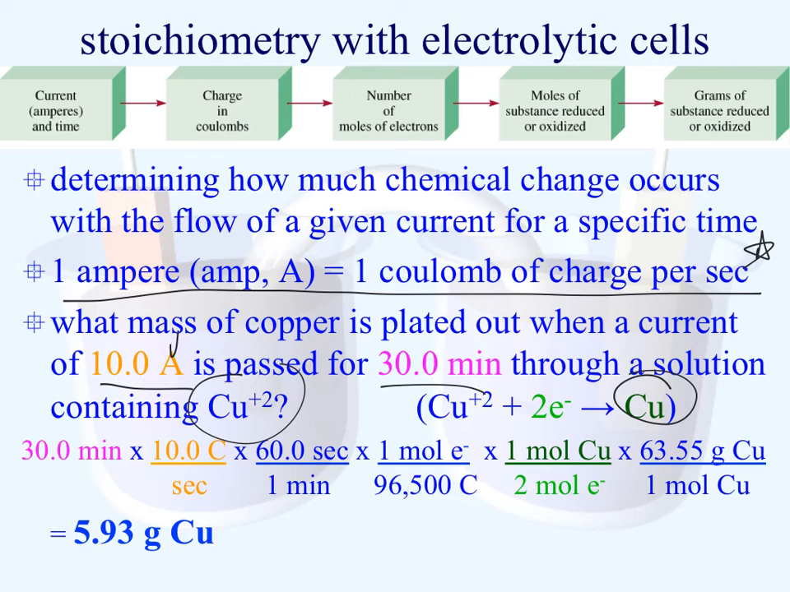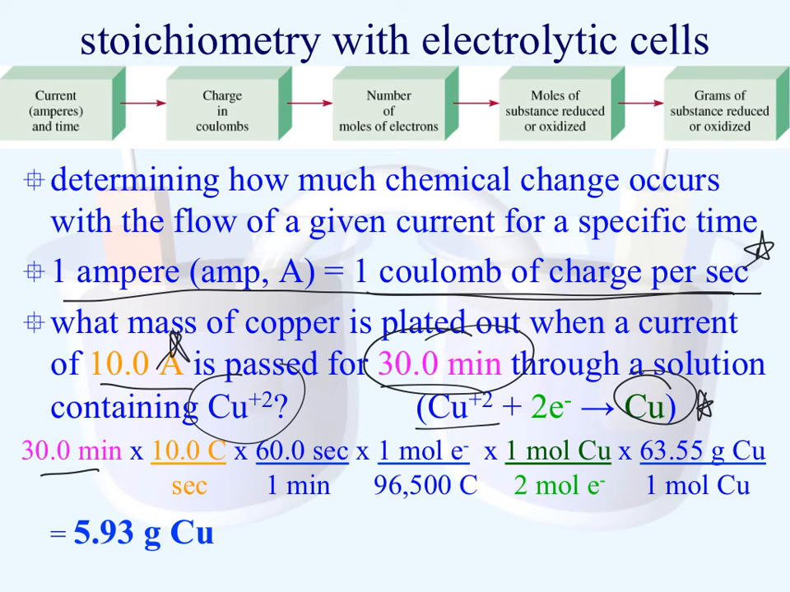First of all, obviously we need to know our amperage, and it's connected to the coulombs of charge per second. We also need to know how long we're going to be running this current. We also need to think about the number of electrons that need to be transferred into the copper 2+ ion in order to get the copper zero oxidation state solid to be produced. So how are we going to do this? Let's start with what we're given.